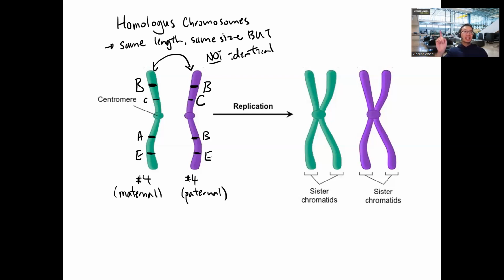22 is correct, because men are XY, and X is not homologous to the Y. So 22 homologous pairs for male, and 23 homologous pairs for female, because XX are homologous. Are we together? Are the rest of you with me? Okay, thank you for the thumbs up.